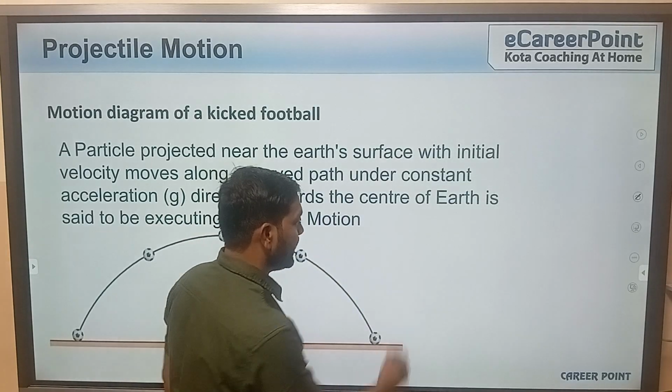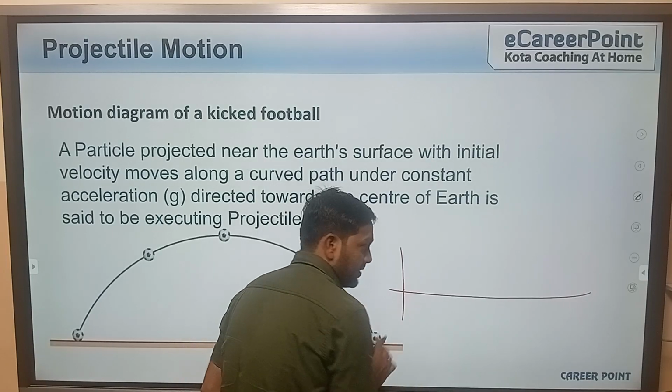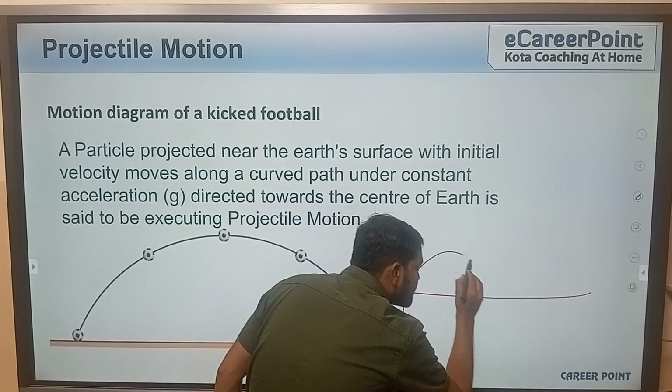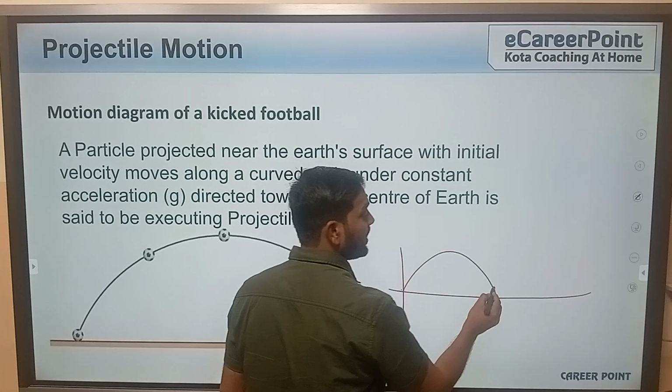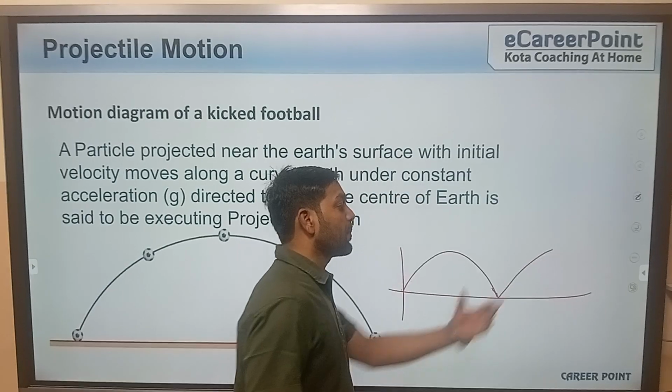Now here you see that when a bowler is bowling, what happens? I am bowling from here. Over the further distance, this object will move like this. It will move here and hit the ground. Then after it will move like this, right?